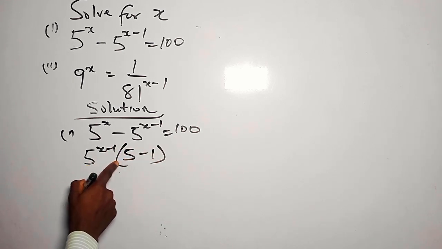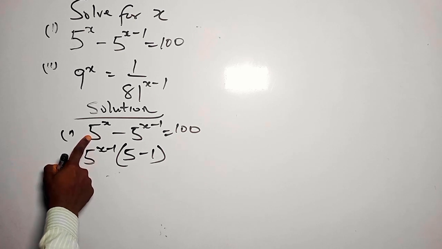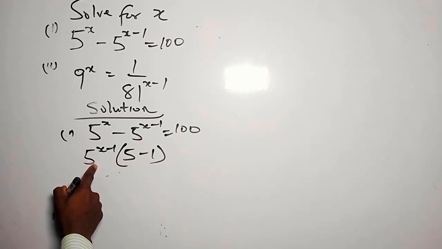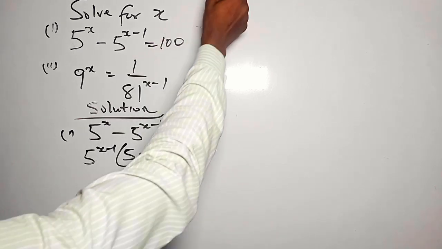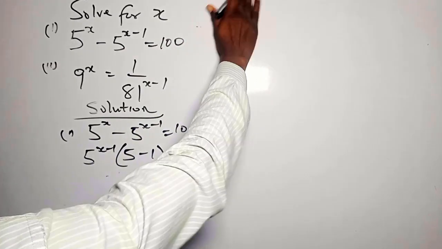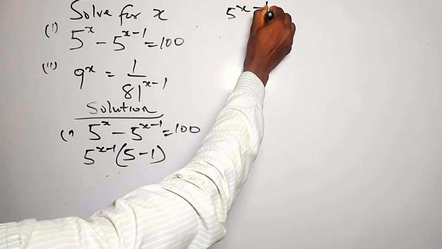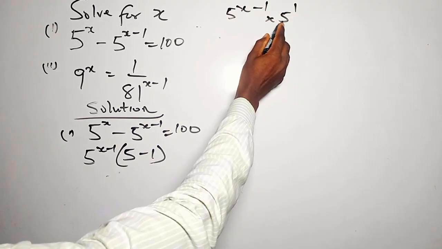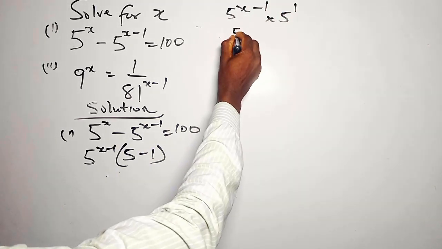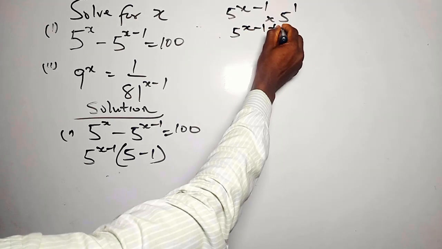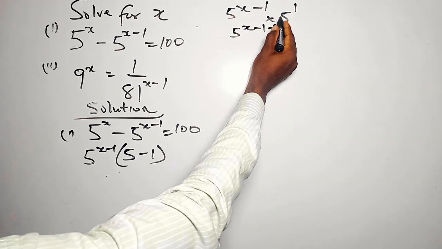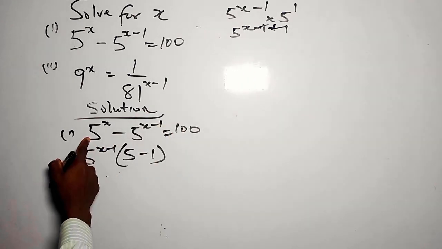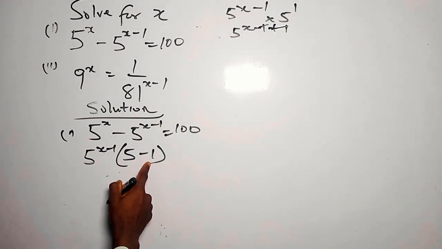When you multiply this with this, we have this. So how do we do that? When we say 5 raised to the power x minus 1 times 5 raised to the power 1, we apply the law of indices. We have the same base, so we have 5 raised to the power x minus 1 plus 1, since we are adding. So we have 5 raised to the power x, which is this, and we multiply this with this.